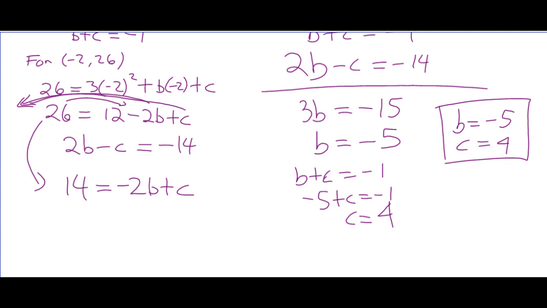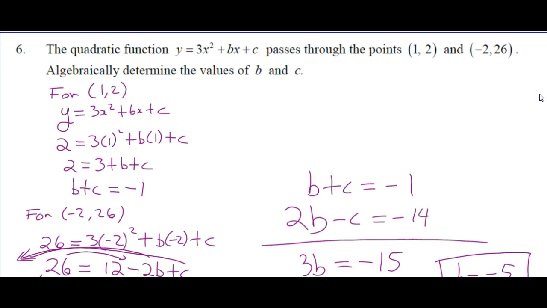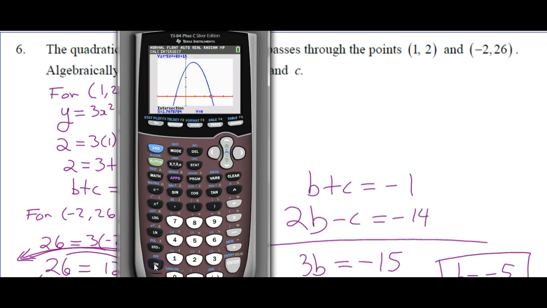Now if you wanted to check that, you could go into your graphing calculator and enter 3x squared minus 5x plus 4. Go to y equals, clear that, and enter 3x squared minus 5x plus 4. I don't want to graph that, but I could just look in the table. So there's the table. At 1, we've got 2, and at negative 2, we've got 26. Huzzah, it checks.